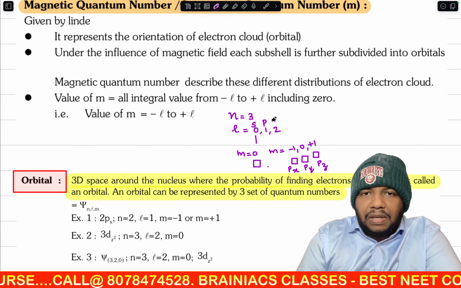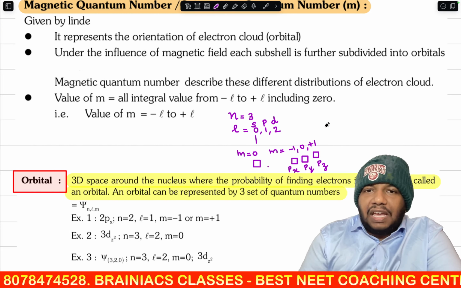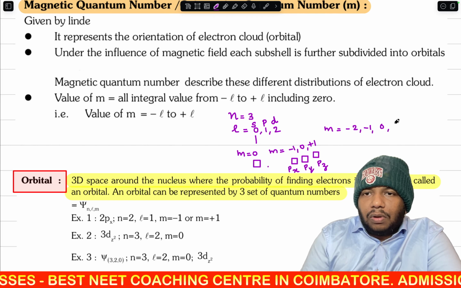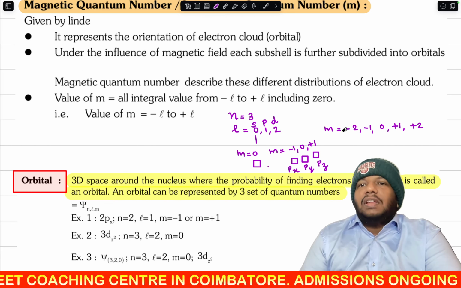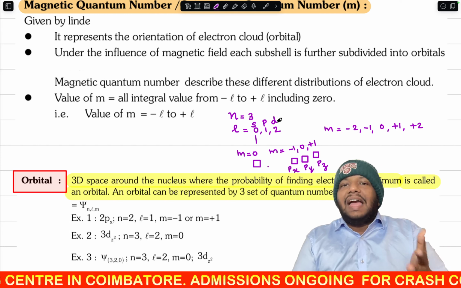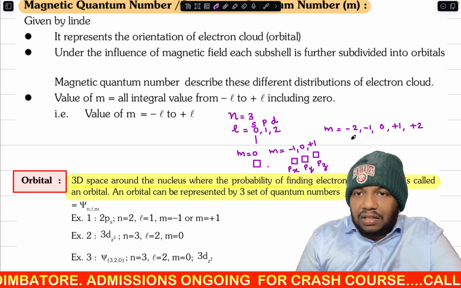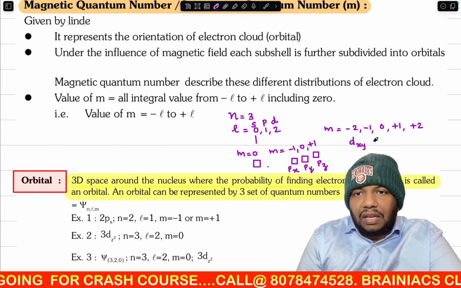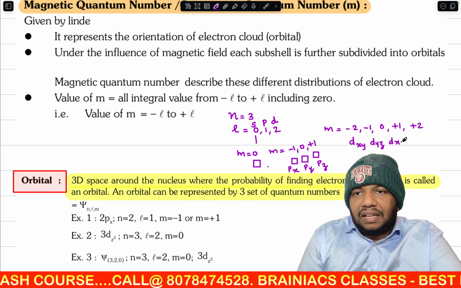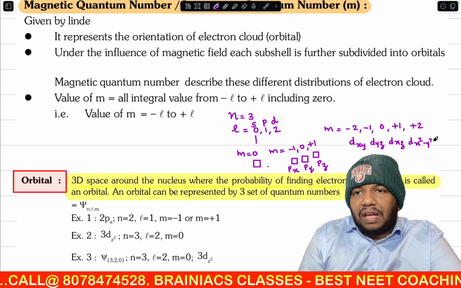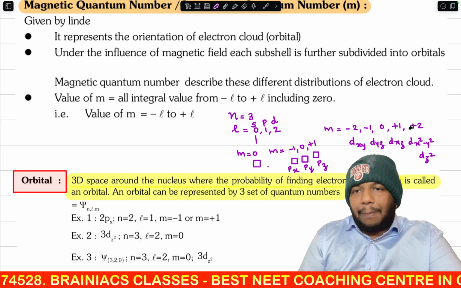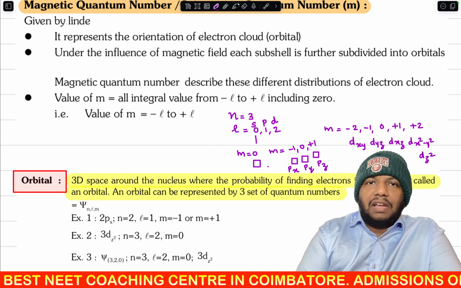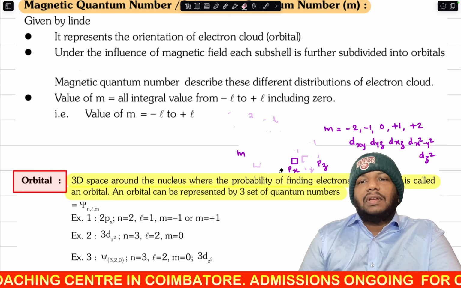Now the next one. L value is equal to 2, s p d, so the orbital is d, and m can have values minus 2, minus 1, 0, plus 1 and plus 2. So this d subshell has 5 orbitals under it. D orbitals are further divided into dxy, dyz, dxz, then dx square minus y square, and finally dz square. But we need to map it correctly. These are the 5 different orbitals possible. Clear? I am trying to explain the idea behind this. I hope it is clear.